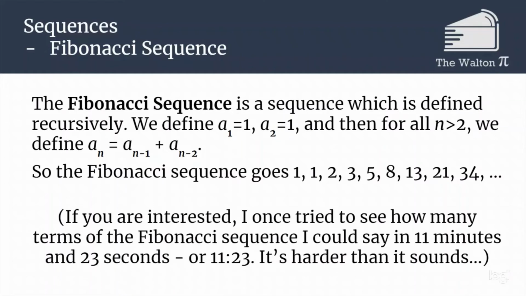If you're interested, I actually once tried to see how many terms of the Fibonacci sequence I could say in exactly 11 minutes and 23 seconds. Why did I choose that? Well, that's 1, 1, 2, 3, so the first 4 terms of the Fibonacci sequence. And it's surprisingly hard to be able to say them without accidentally messing up on any of the numbers. Feel free to check out the video that'll show up in the card, and go ahead and try and read alongside me and see how many you can do without messing up.